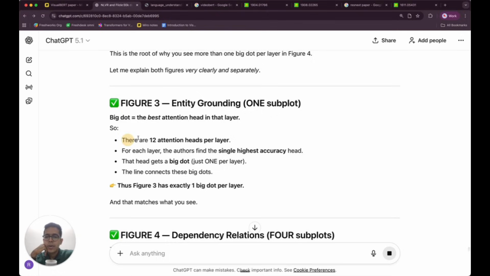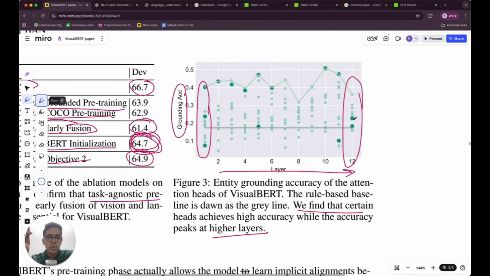Okay, so there are 12 attention heads per layer. We know that. For each layer, authors find the single highest accuracy head. That head gets a big dot. Just one per layer. No, it's not one per layer. How come? I can see more than one per layer. So what are they saying? I don't understand.